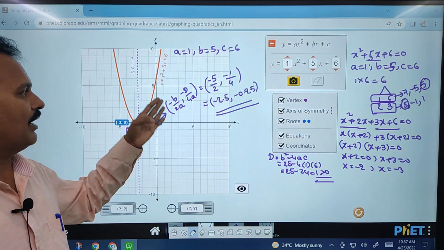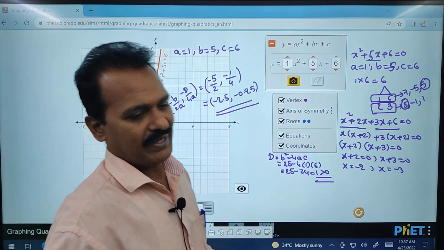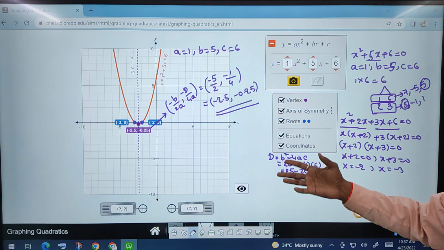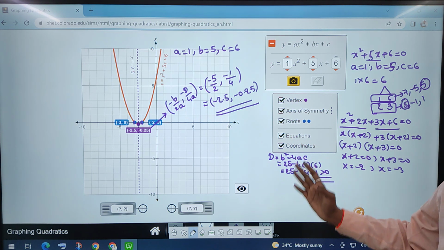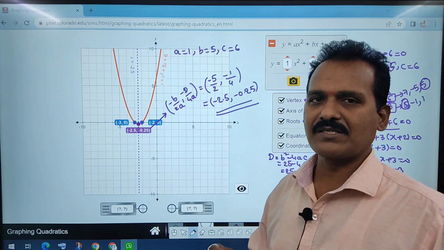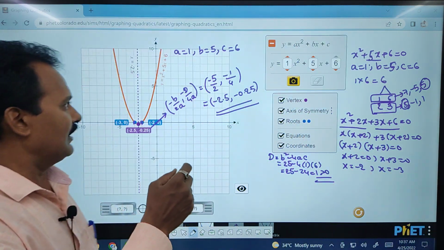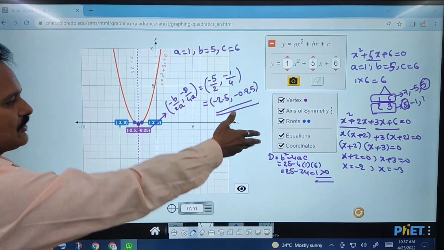Which formula? Minus b by 2a and minus D by 4a. And how are you going to find the nature of the roots? By using the formula D equal to b square minus 4ac. Here b square minus 4ac will give the exact nature of the roots.